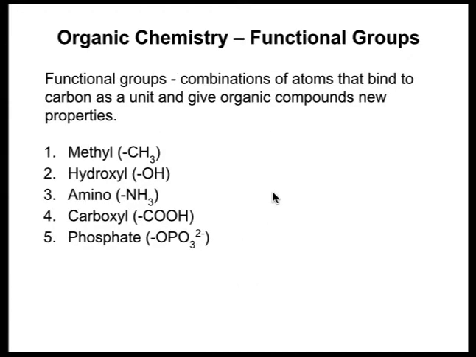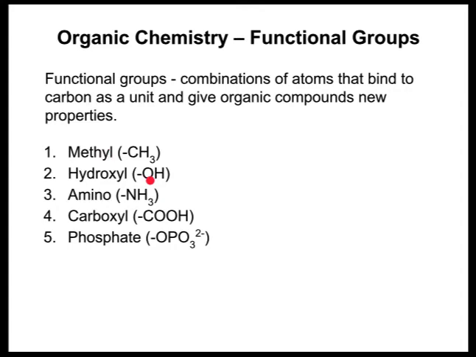Other elements that bind to carbon usually do so in groups. We call them functional groups. Functional groups are combinations of atoms which, when added to an organic compound, change the properties of that organic compound. Your book goes over, I think, 7 different functional groups. Here I've listed just 5 of them. Make things a little bit easier for you. I think these are the most important 5. We're going to go over each of these functional groups in detail in a few minutes. For now, let's just list them.